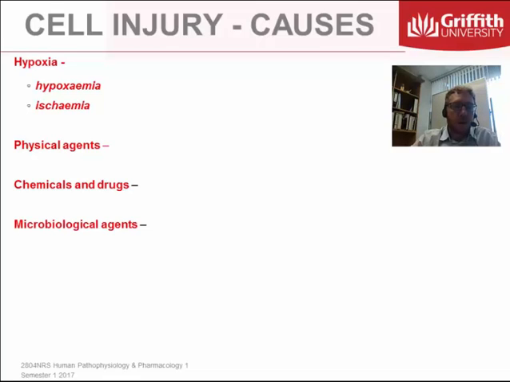Next one is microbiology. This could range from the very, very small things such as prions and viruses all the way up to big things like worms. So we'll cover this in week 2.